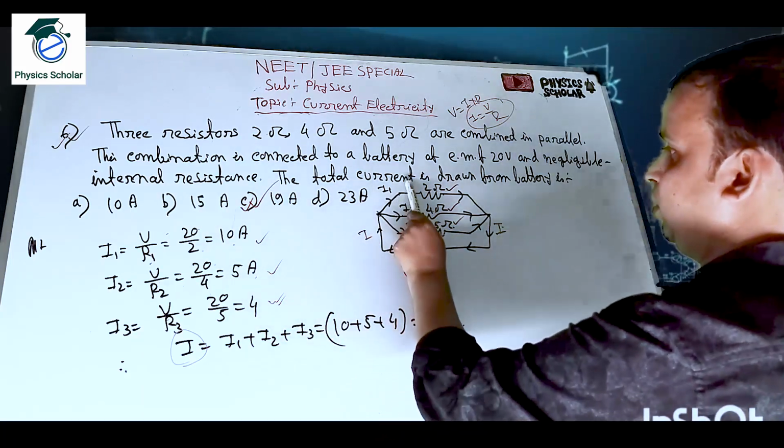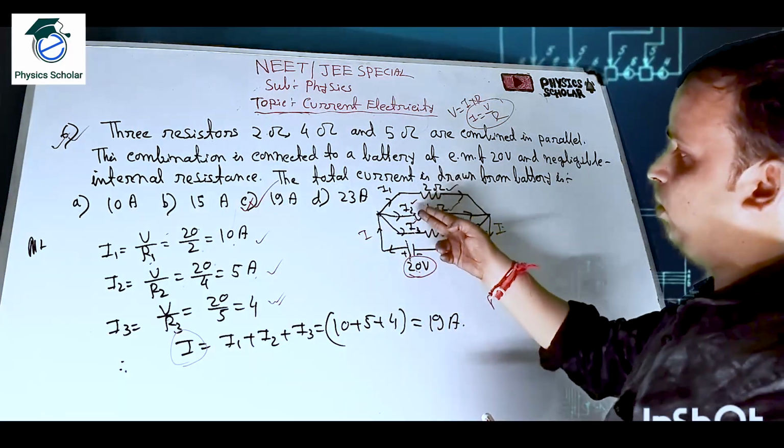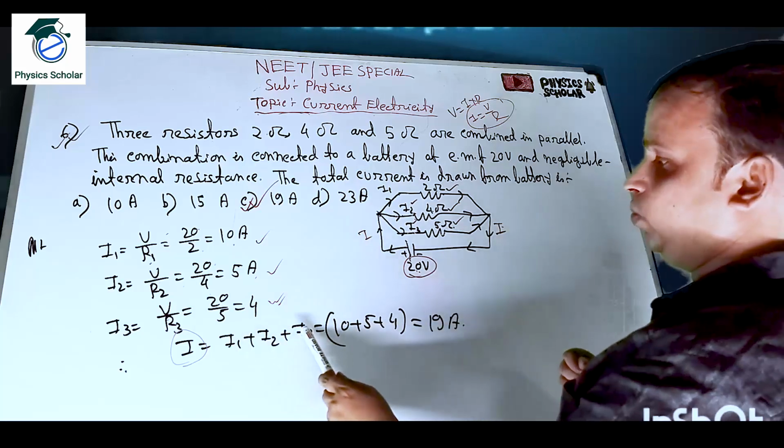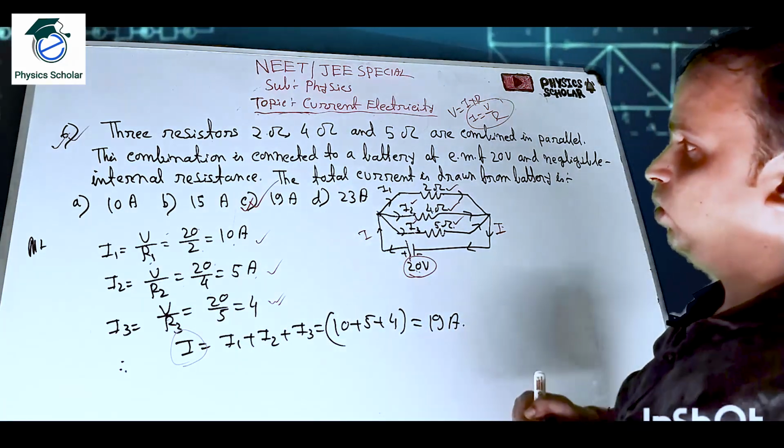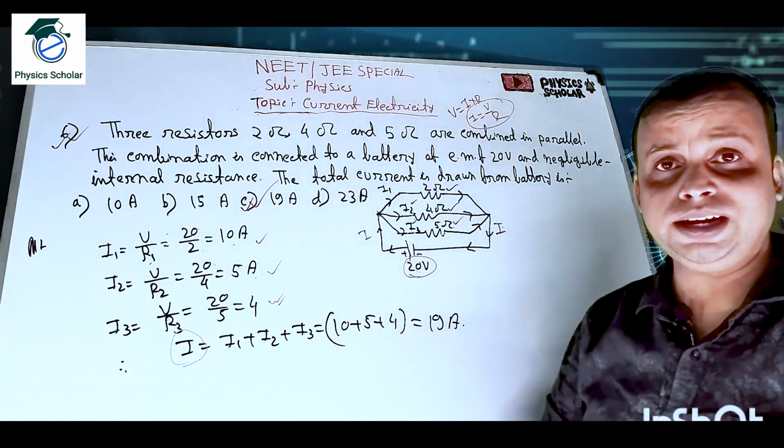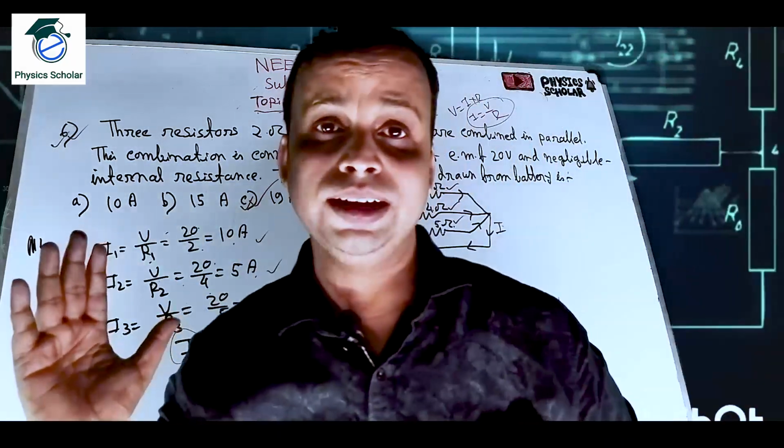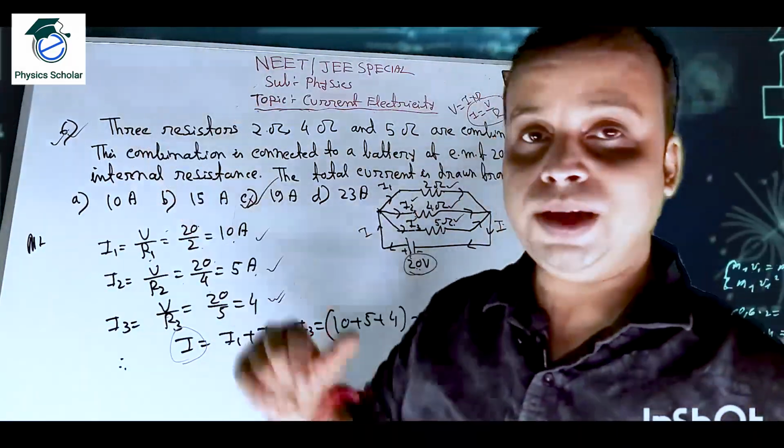So I means the summation of the 3, sum of I1, I2 and I3. So I is equal to I1 plus I2 plus I3 is equal to 19 ampere. So option number C will be correct. So students, hope you have understood this. Now let us move to the problem number 7.